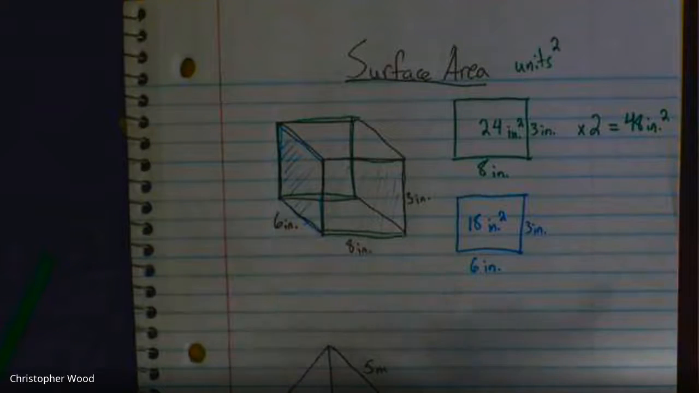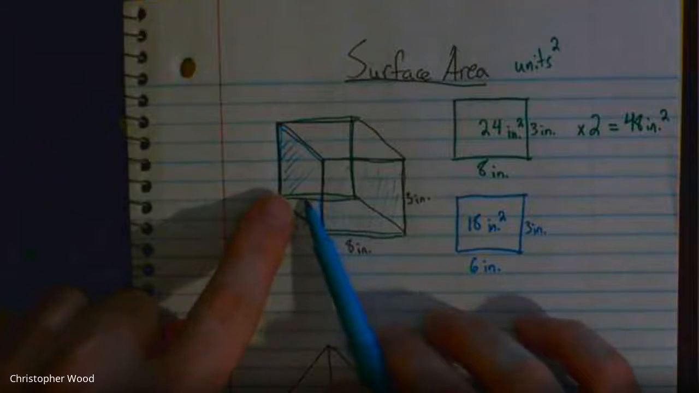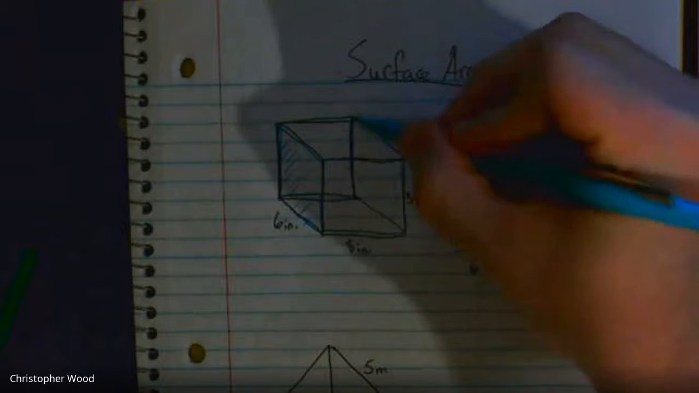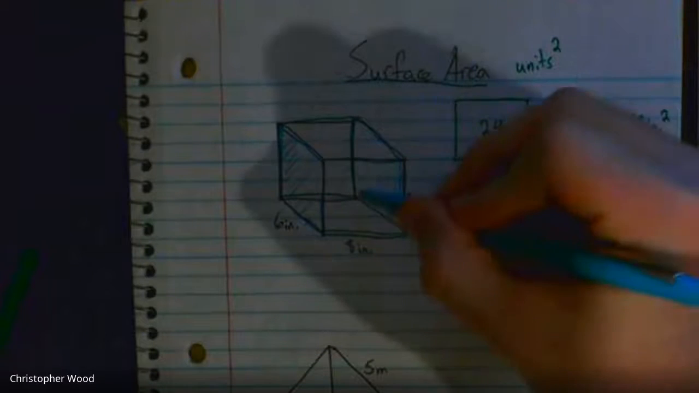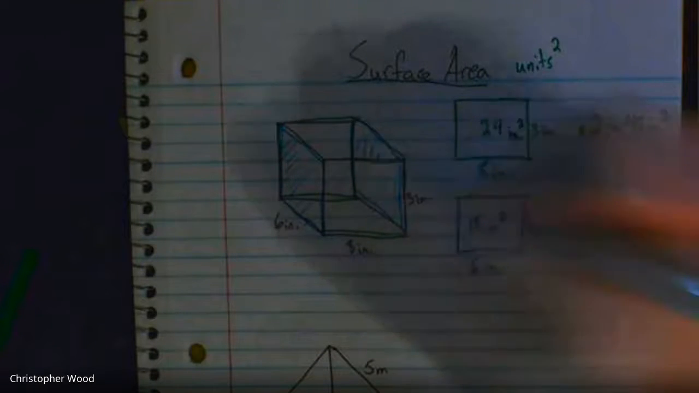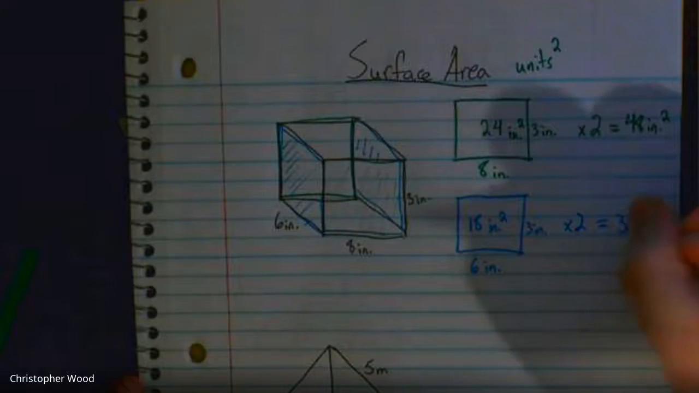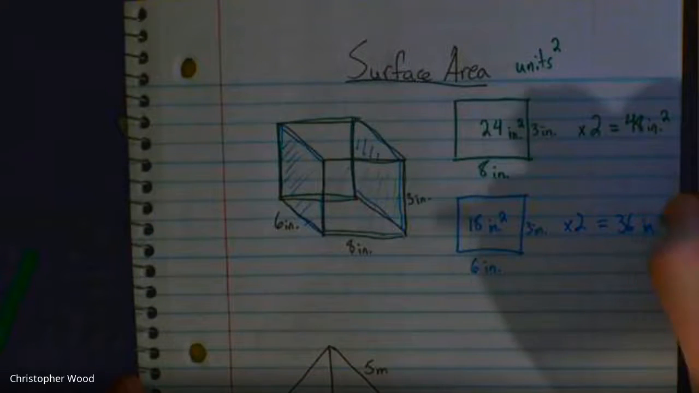And then you go back to your figure and you figure out, okay, how many of these do I have? I've got the one side here. I have a matching one over here on the other side of the prism. Okay, so I have 2 of these. So 18 times 2 is 36 inches squared.